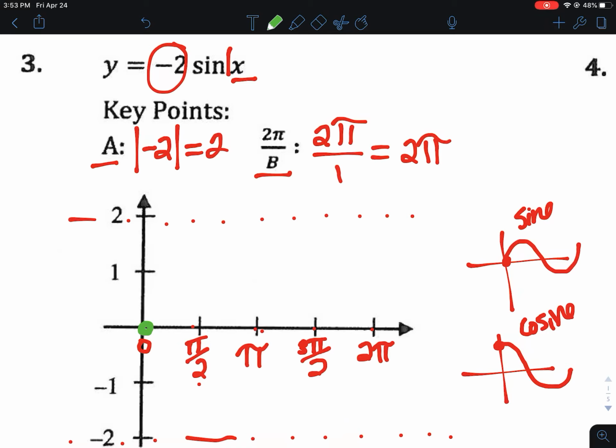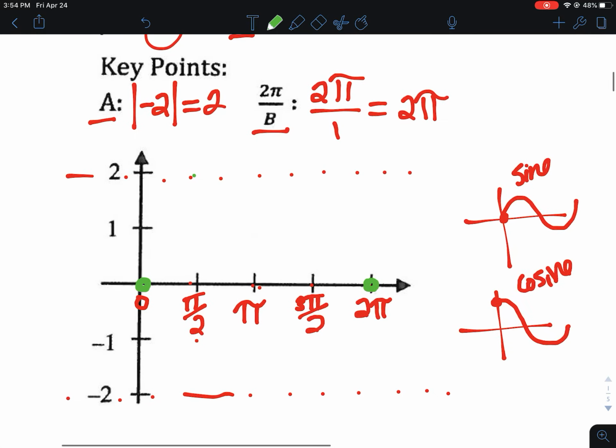Okay, and then I know that it's going to end in the same place at 2 pi, and because if it were positive sine, we would go up first to the top of our amplitude and make our point up here. But this is negative sine, so that tells me it's been reflected. So instead of me going up to the top of my amplitude, I'm going to use that value to go to the bottom of my amplitude. That's why I have those barriers there.